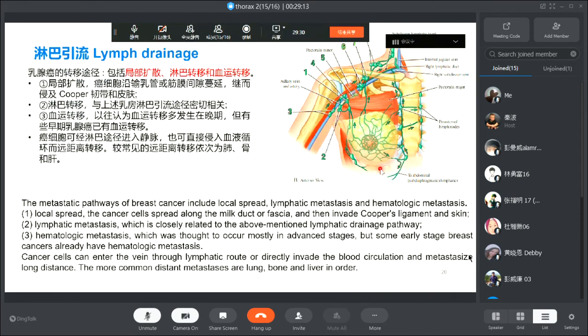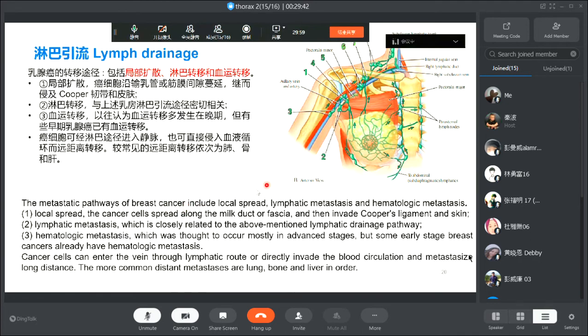So I introduce why do I introduce this knowledge? Because you must know that the cancer cell of the breast cancer can go through this line.